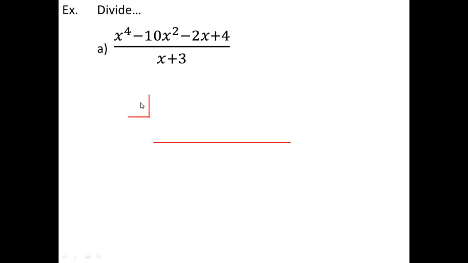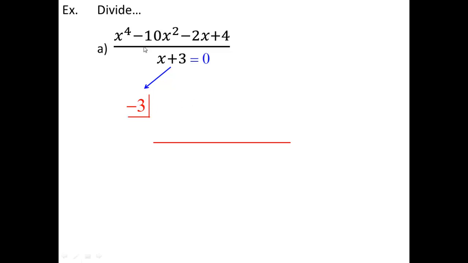We'll start on the outside. Remember, it's not 3 that goes here. It's the root of x plus 3. So if I set the bottom equal to 0 and solve, I get -3. So I'm going to put -3 on the outside. I'm dividing out -3, not +3.